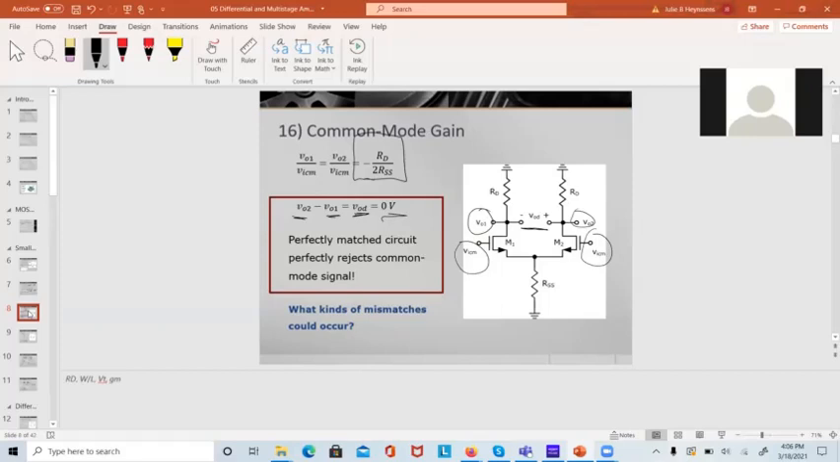I have no common mode gain as long as I can perfectly match the RDs to each other, perfectly match the transistors to each other, and perfectly match the trace lines connecting them together, and lay the whole circuit out identically, just copy it over. I can pretty much get a perfect common mode rejection ratio.